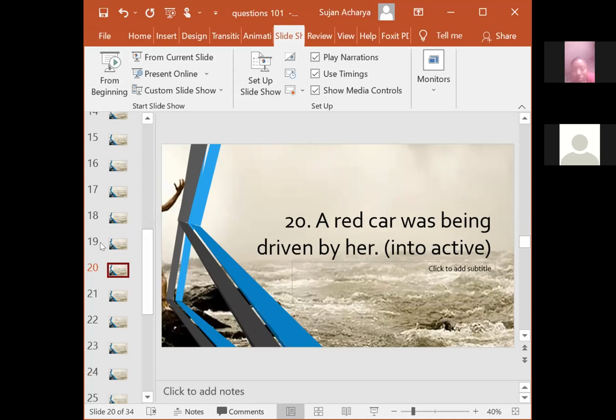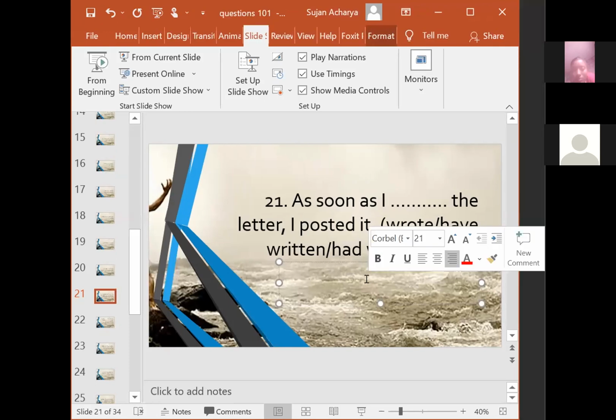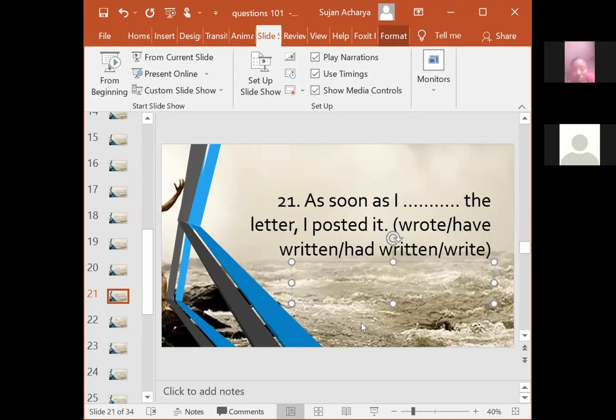Number 21. As soon as I had written the letter, I posted it. Why? Second sentence is simple past. If you keep these two actions, the first action is always in past perfect, whereas the second action is the more recent action from the present.